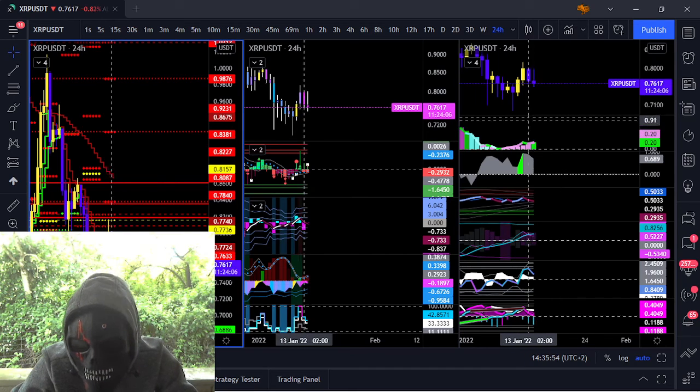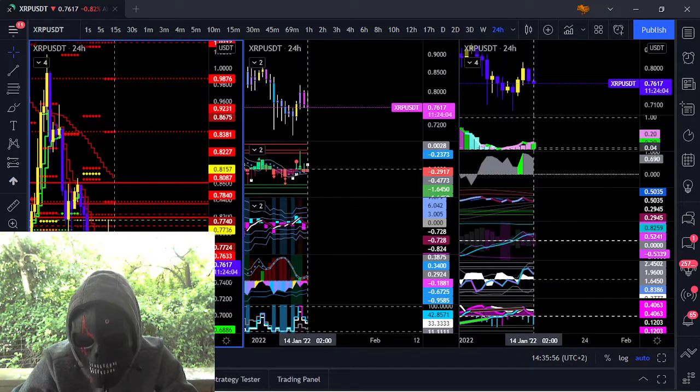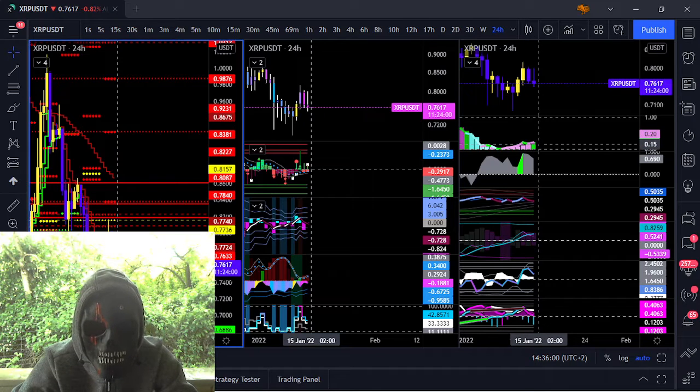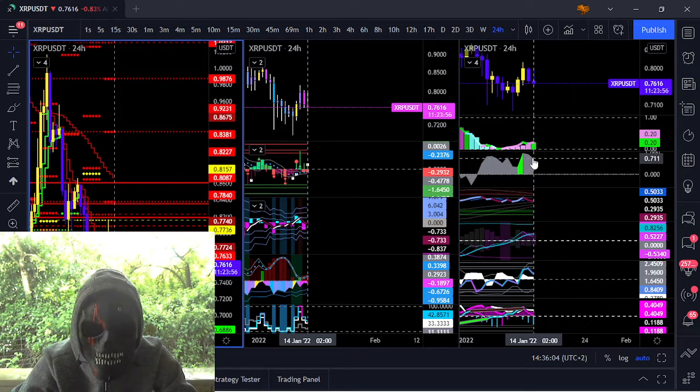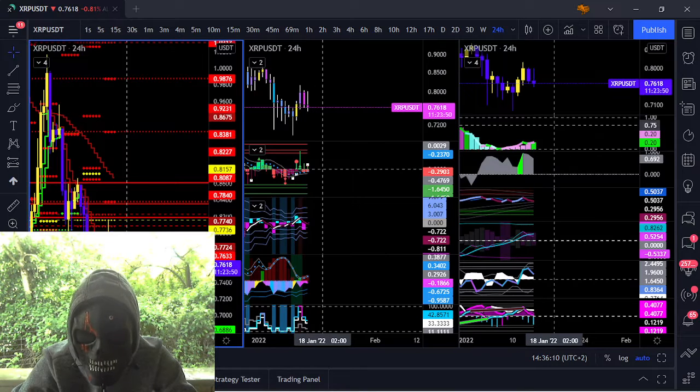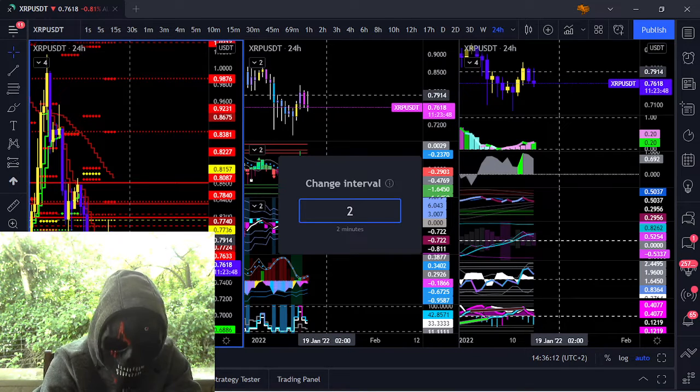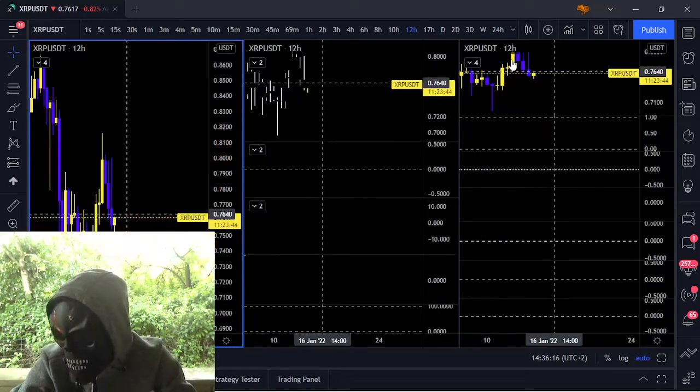Okay, 24-hour is looking a little bit bearish. Shannon's increasing, whilst correlation is decreasing. So we should be looking for a dump. But let's see the 12-hour to confirm this.